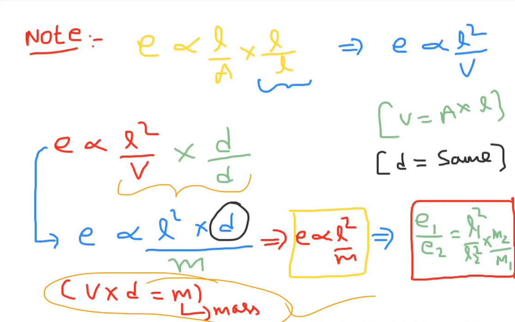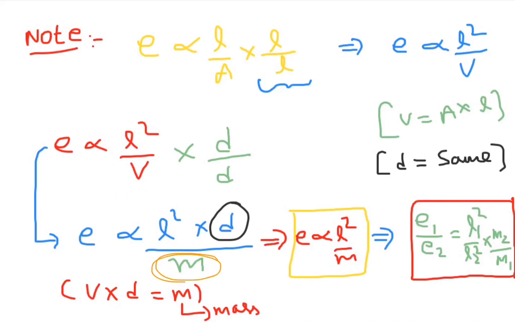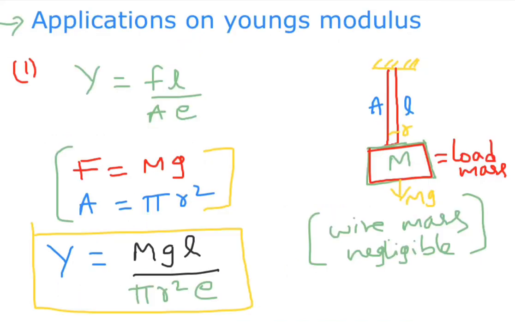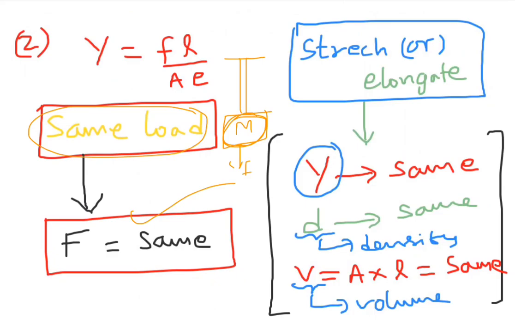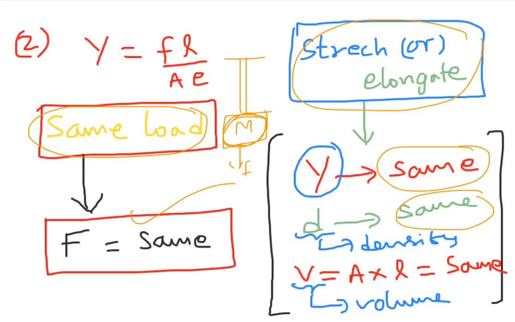So in the numerator no effect, but in the denominator volume into density is called mass. And in the numerator we have density. But anyhow, when we are taking the same material, the density is the same. I already told you that same material means density is the same. Where did I tell that? See here. Same stretch or elongated, whatever it may be, that is same material. Same material means Young's modulus same, density same.